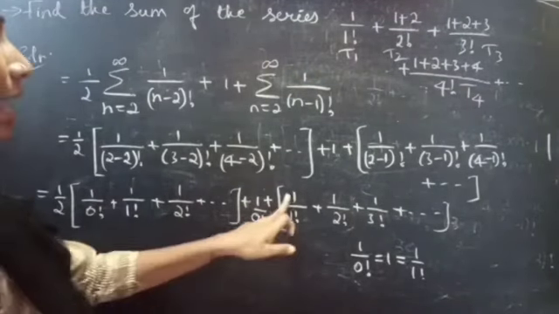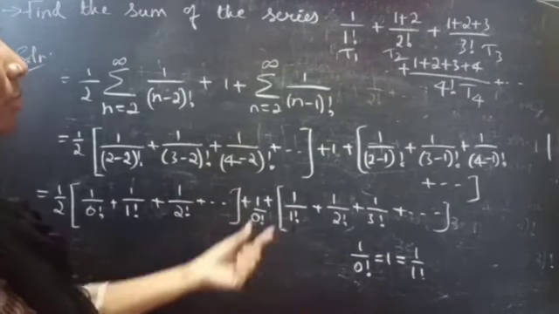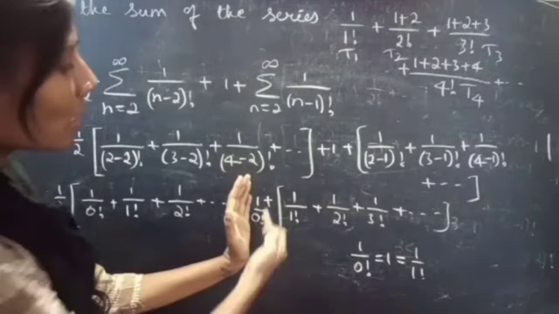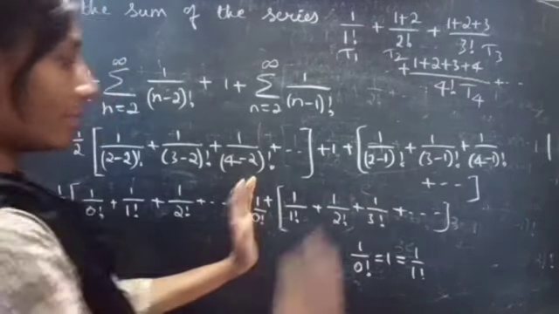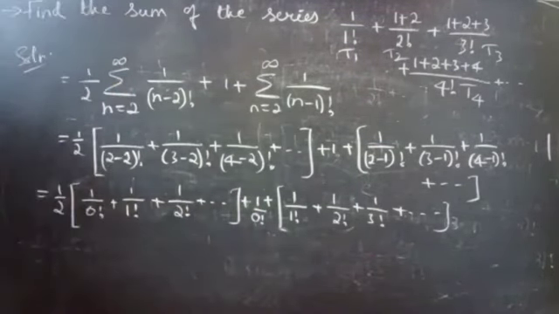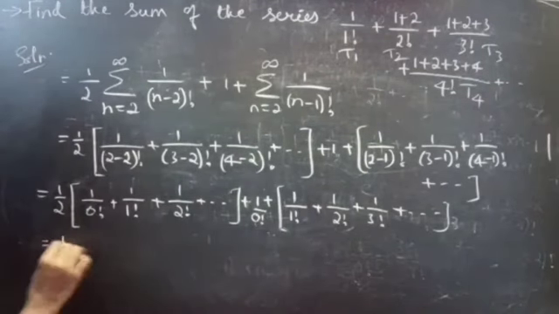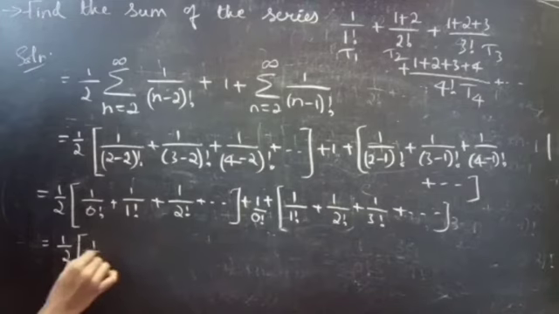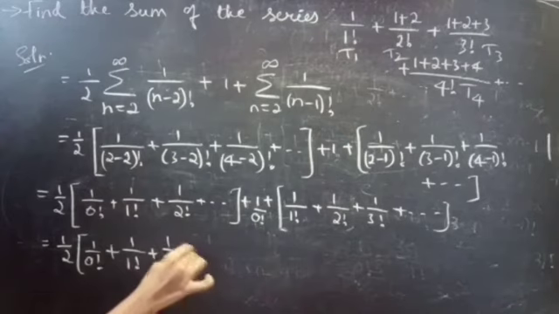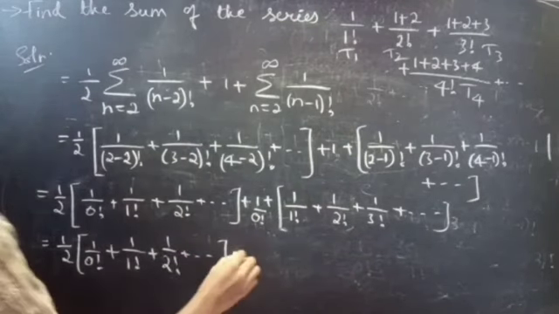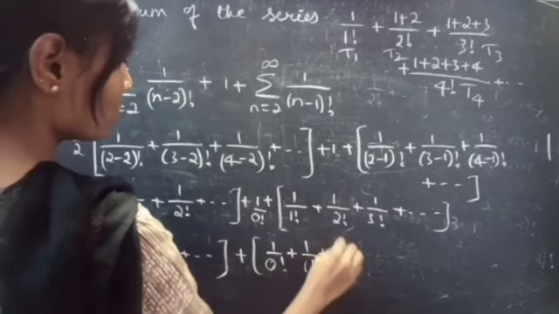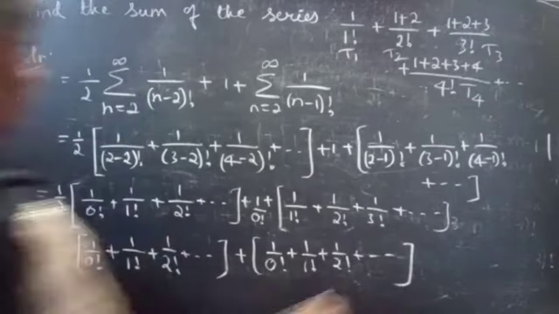See, since we are having 1 by 1 factorial, for that purpose I have written this 1 as 1 by 0 factorial so that I can include this 1 by 0 factorial inside the bracket. Okay. So this equals 1 by 2 into 1 by 0 factorial plus 1 by 1 factorial plus 1 by 2 factorial plus so on, plus 1 by 0 factorial plus 1 by 1 factorial plus 1 by 2 factorial plus so on. Okay.